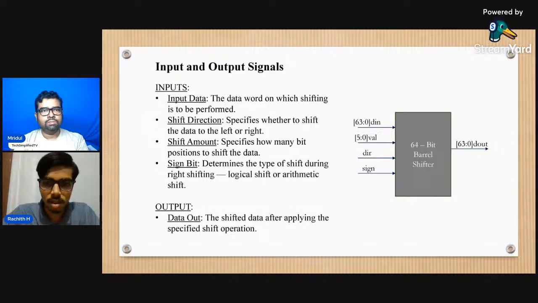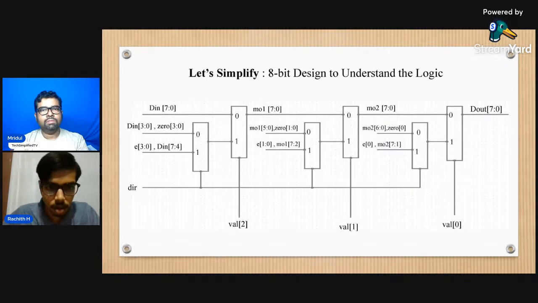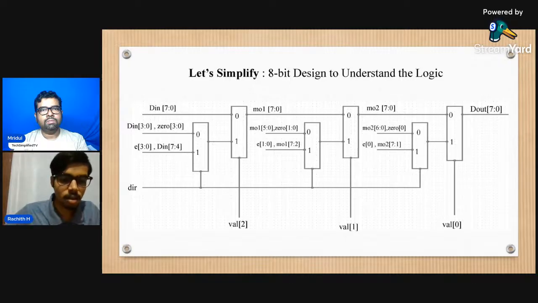So coming to the output signals, there is one output, D out, which is a 64-bit output, which is the final shifted value given out from the design. So next, moving on to the design.